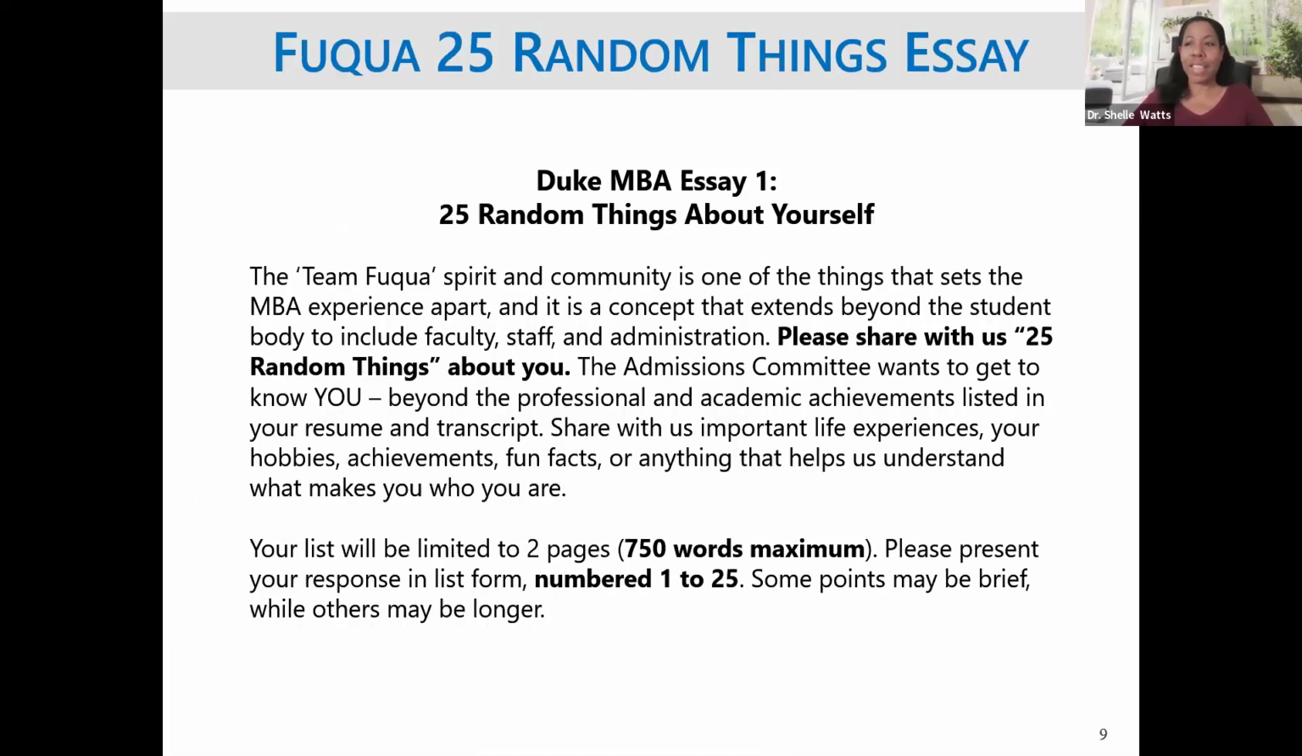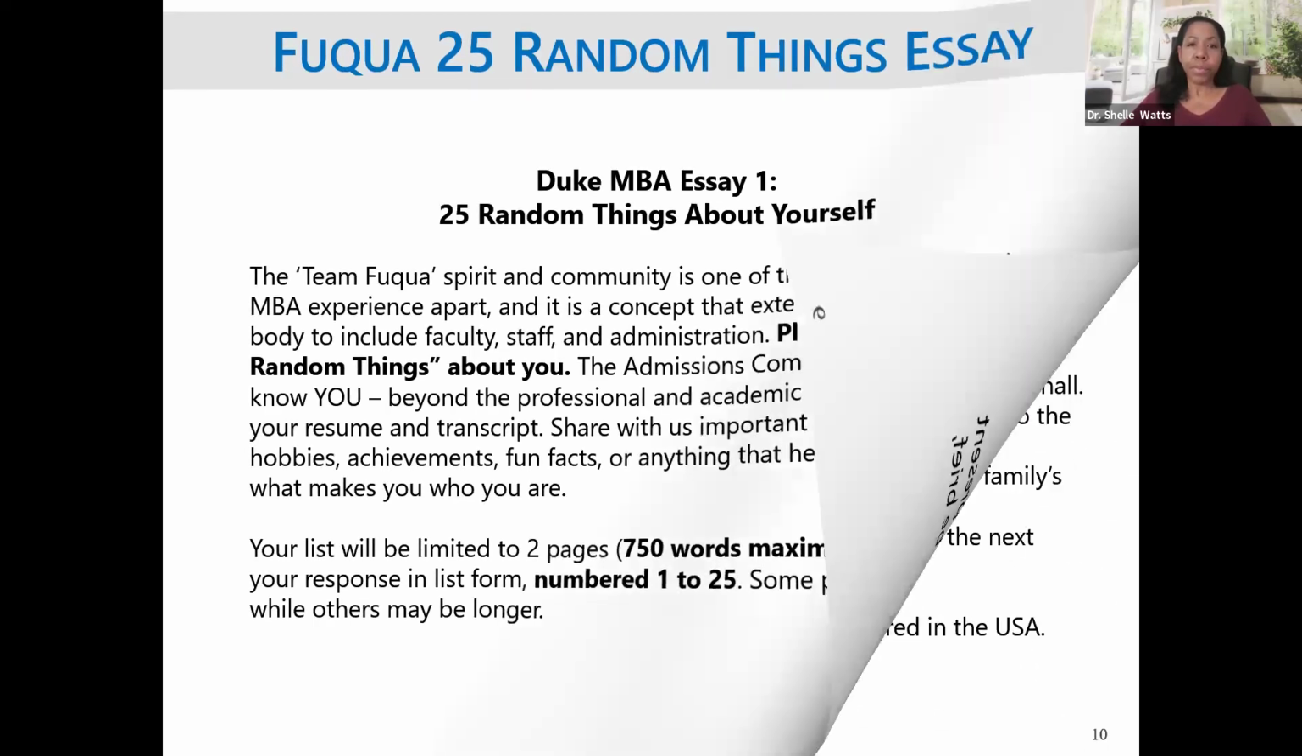25 random things. Now, I love this essay. And I do say love this essay because it gives you such a great opportunity to override weaknesses if you really put together a really outstanding version of this essay. So I think most of you are aware of the questions. I won't read the entire thing here, but it's essentially, please share with us 25 random things about you. You have 750 words, and it's supposed to be in bullet points numbered 1 through 25. They don't have to all be the same length. Some can be longer, some can be shorter, but as long as you're not going over that 750 word limit, you are fine. And so let's look at one example.